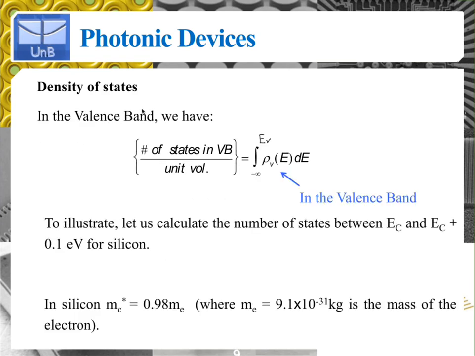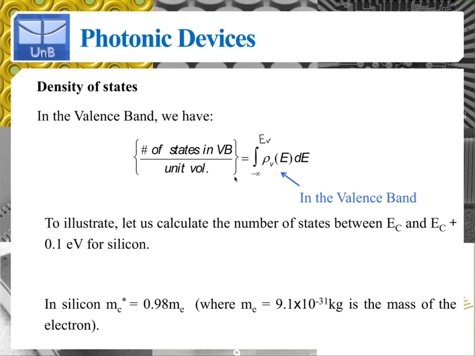Now, for the valence band, you have the same thing, right? Let's say you want to calculate the number of states in the valence band. Well, you integrate from minus infinity up to EV, the respective density of states, which is rho V of E, the density of states in the valence band, okay?